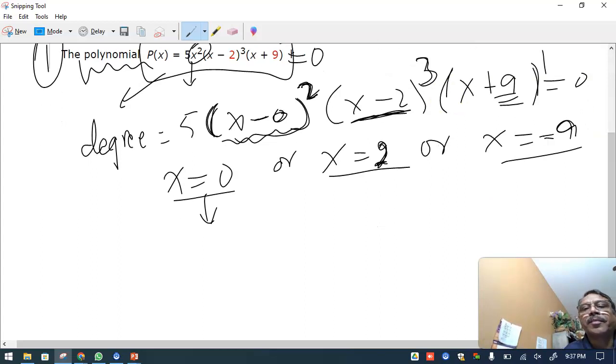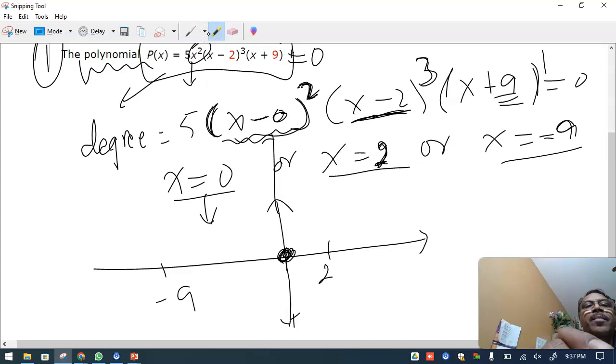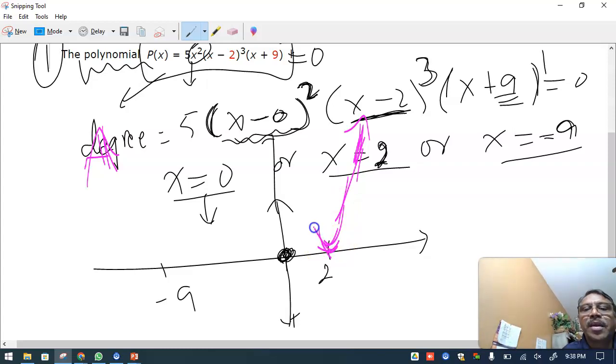It's a graph which crosses through 0, then at 2, and then at minus 9. See, this is where it goes, and what it means is that because the degree is even, the graph will be up on this side, and the graph will be up on this side also. Only thing here, it will take a turn like this, and comes like this. And there is a cube at x minus 2.